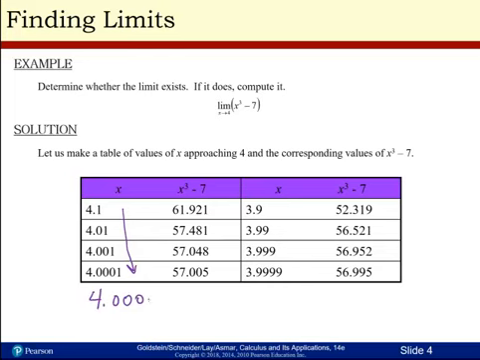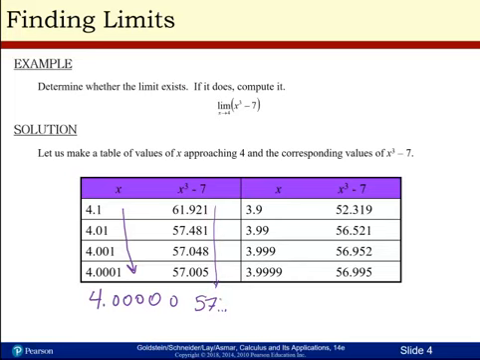As we get closer and closer to 4, that's what we're looking to do, get closer and closer to 4. Our numbers are getting closer and closer to, looks like to me, the number 57, but I'm not for sure. Looks like it starts off around 62, then goes to 57.5, then 57.05, then 57.005. So it appears to me that it's going to 57.